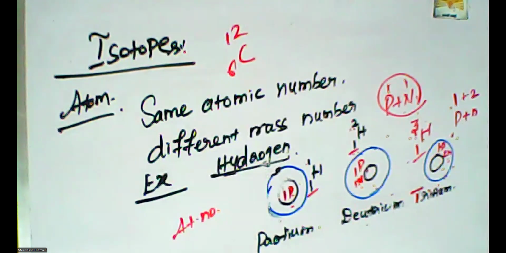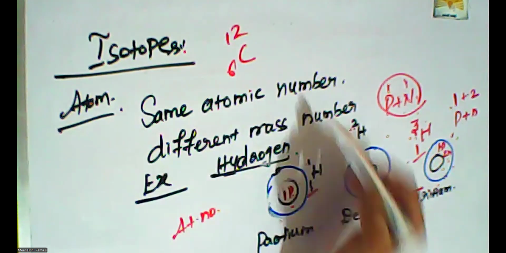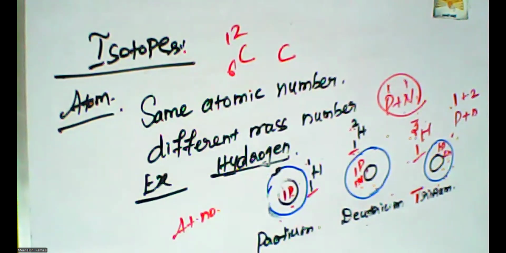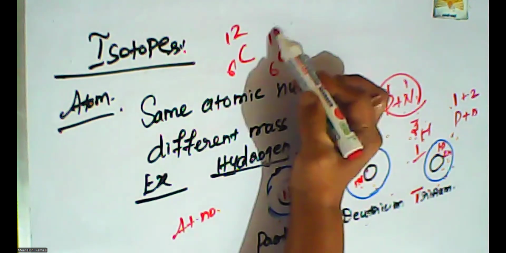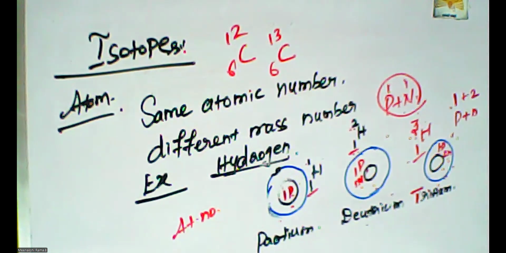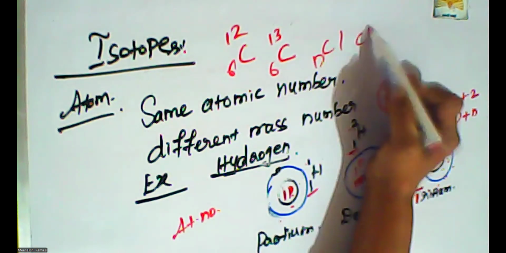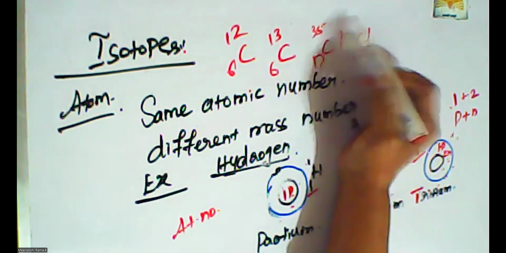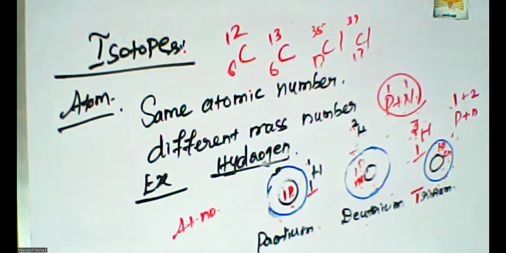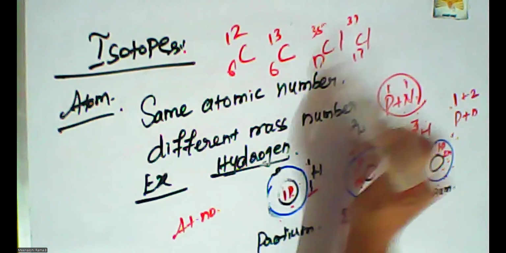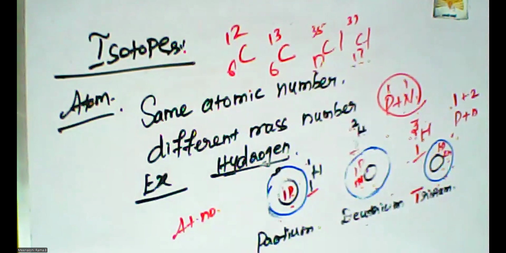6 is the atomic number. And then next, one more carbon isotope, the atomic number is 6 and the mass number is 13. So this is one more example of an isotope of the carbon atom. And chlorine is 35 and 37. Chlorine's atomic number is 17, and the mass numbers are 35 and 37. So the mass numbers are different, but the atomic numbers are the same here.